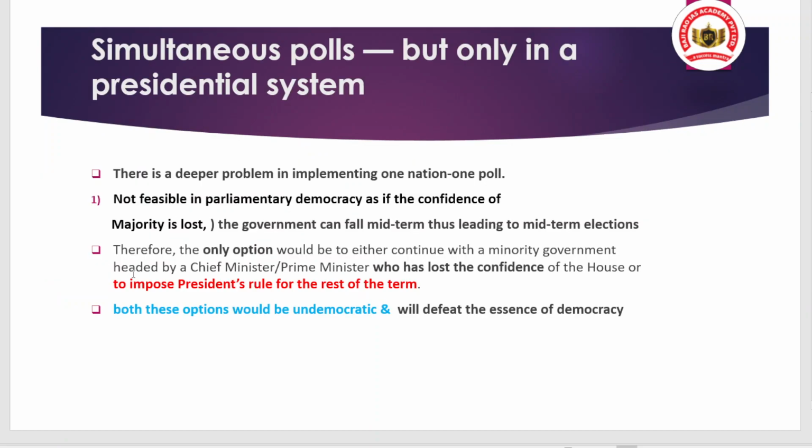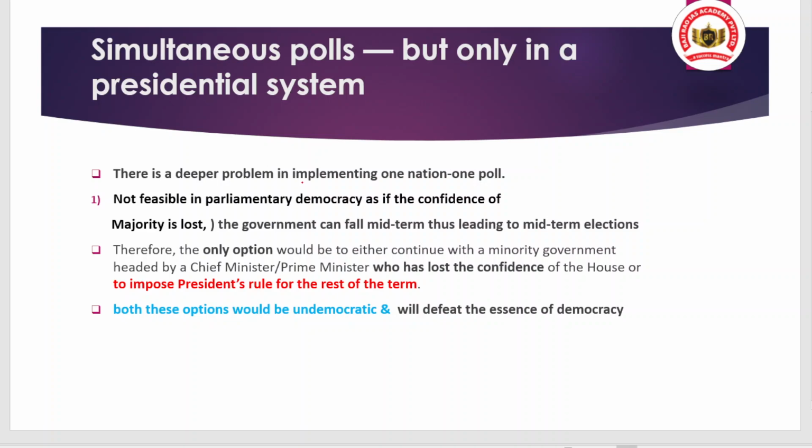So when we talk about simultaneous elections, it is very much in the news. What does it mean? It means conducting the Lok Sabha election and the state legislative elections at the same time, in the same period. That is the point, meaning simultaneous. So when we talk about it, there are problems and concerns in implementing One Nation One Poll. What are the concerns?